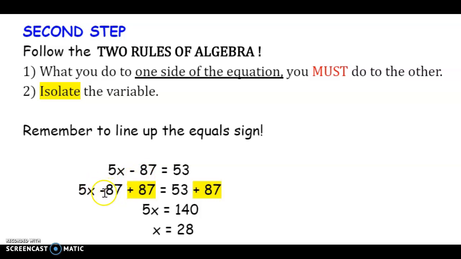We notice that we had a negative 87, and so in order to get that variable isolated, or by itself, we have to add 87. And of course, following our rules of algebra, if we do that to the left side, we've got to do it to the right side. So we added 87 to both sides. Negative 87 plus 87 came to 0, so we just carried the 5x over. 53 plus 87 equals 140, and from there we can solve for x, knowing that x became 28.